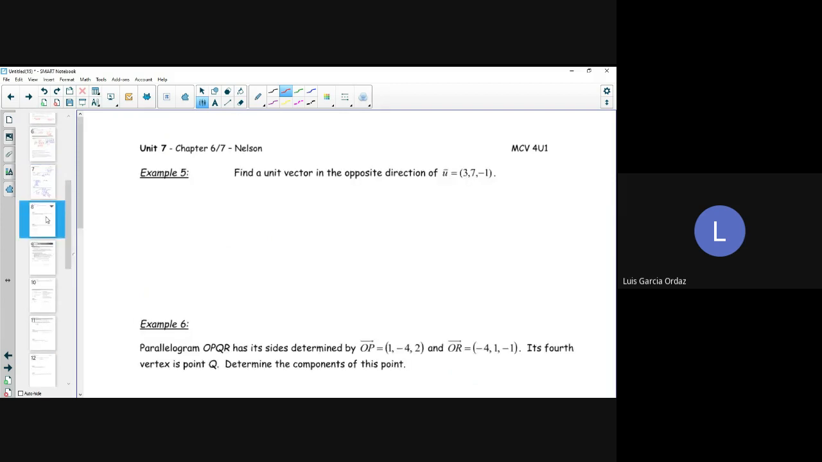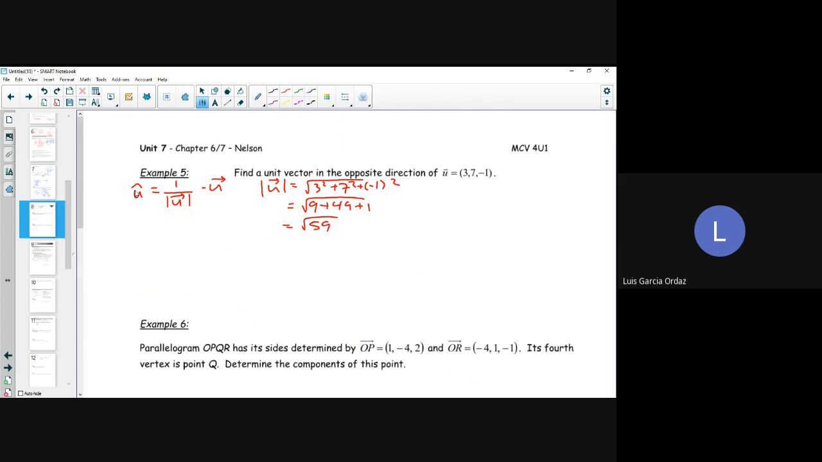Okay, so in example 5, we want to find a unit vector in the opposite direction of vector u, which is 3, 7, and negative 1. So remember, a unit vector from last unit is just equal to 1 over the magnitude of u times my vector u. So I need to find my magnitude of vector u, which is equal to the square root of 3 squared plus 7 squared plus negative 1 squared, which gives me 9 plus 49 plus 1, which gives me the square root of 59.